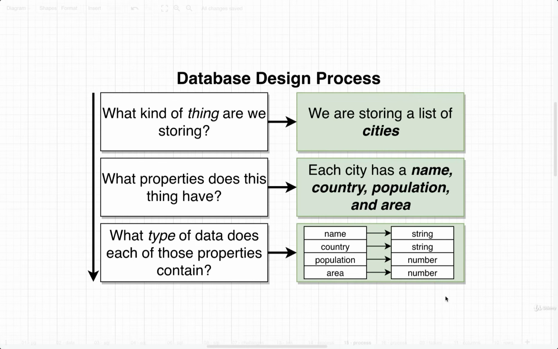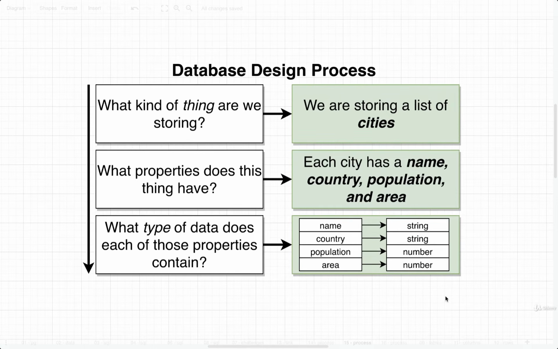So in this case, for a list of cities, we can answer each of these questions pretty easily. So first, what kind of thing are we storing? Well, we're storing a list of cities. What properties do these cities have? Well, each one has a name, a country, a population, and an area. And then finally, the type of data for each of those individual properties, the name and the country, are probably going to be strings of characters, and the population and area are probably going to be numbers. So for this first example, answering these 3 questions ends up being pretty easy and straightforward.